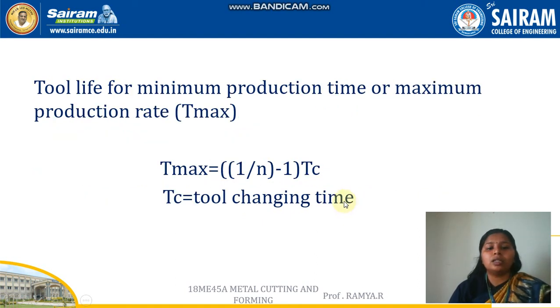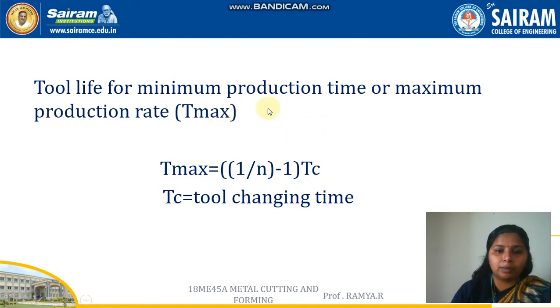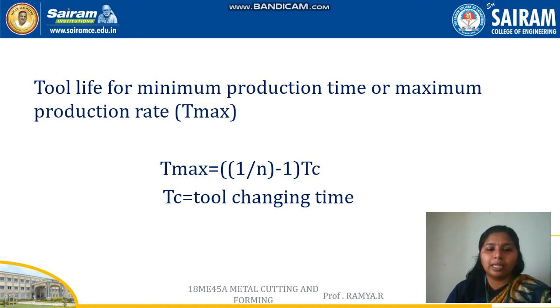And the next one is tool life for minimum production time or maximum production rate. So both cannot be maximum. Either the production time should be minimum or the production rate should be maximum. Either one only can be maximum.